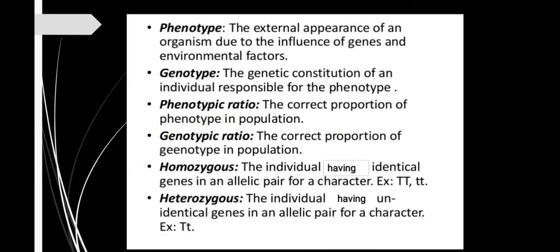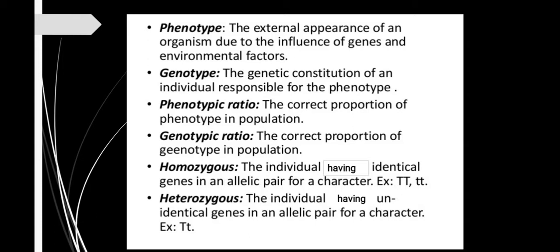Phenotype. The external appearance of an organism due to an influence of genes and environmental factors is called a phenotype. Phenotype, how an organism looks. Either it can be due to an inheritance of genes or due to environmental factors. So how an organism appears is called a phenotype. For example, the plant is tall. The girl is having curly hair.